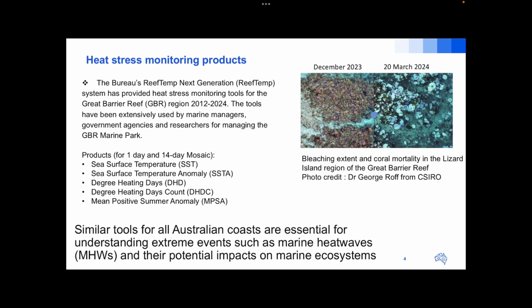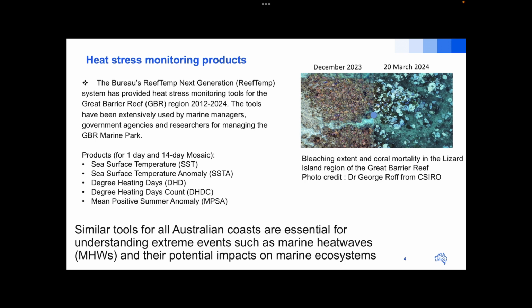The Bureau's RIP-Temp, next generation, which we will call RIP-Temp hereafter, provided heat stress monitoring tools for the Great Barrier Reef region from 2012 to 2024. Earlier this month, this system was decommissioned. These tools have been extensively used by marine managers, government agencies and researchers for managing the GBR Marine Park. Metrics like SST anomaly, degree heating days, degree heating day counts, and mean positive summer anomaly were provided for 1-day and 14-day SST products.